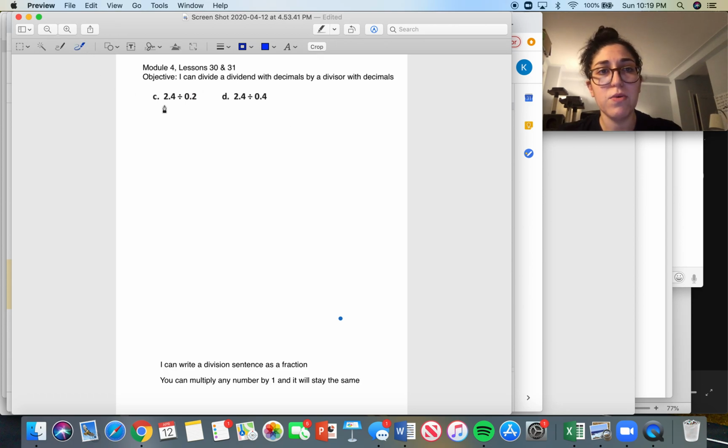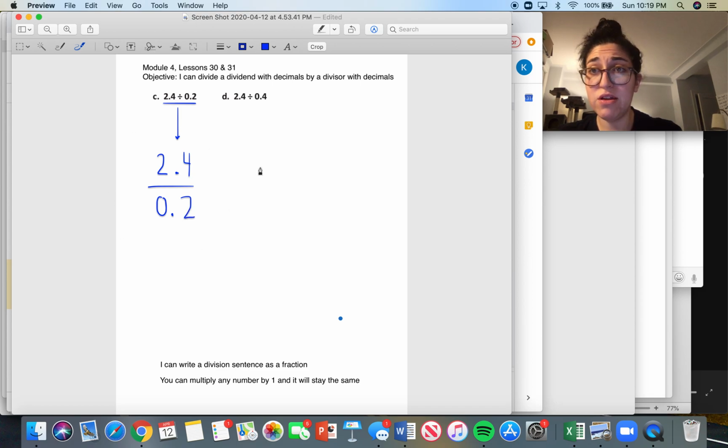So what I have here is I actually have that same problem that we just did. 2.4, or 2 and 4 tenths, divided by 0.2, or 2 tenths. And the first thing that I'm going to do is I'm going to take this and I'm going to rewrite it as a fraction. 2.4, and then instead of the division symbol, I'm going to make it a fraction over 0.2.